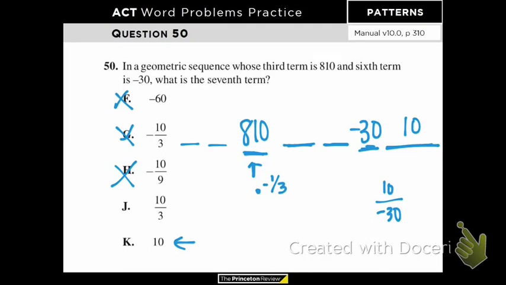So 810 times negative 1/3 gives me negative 270. Again, take that times negative 1/3, which gives me positive 90. And then I just want to check, does 90 times negative 1/3 give me negative 30? And it does. Okay, so I know I found the right answer. It has to be K.